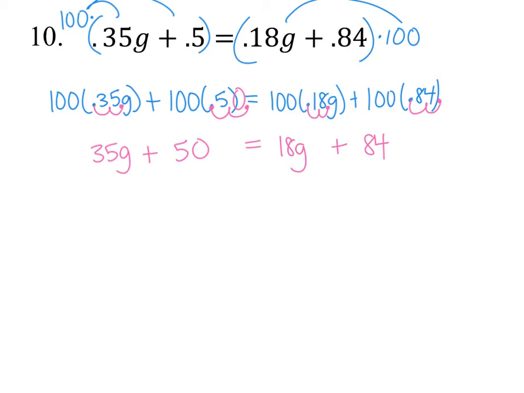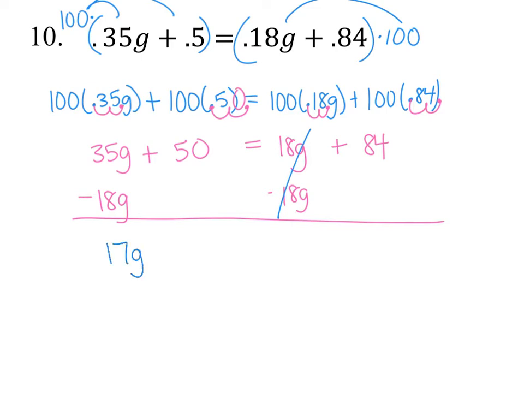But I'm going to choose to subtract 18g from both sides, because I know that will get my variables together. So it zeroes out 18g on the left side, and on the right side, and then on the left side, 35g minus 18g. We can subtract them because they're like terms, because they both have the g's in them, and that will give us 17g. And we still have the plus 50 on that side is equal to just 84 on the right side because of the 18g's canceling out.